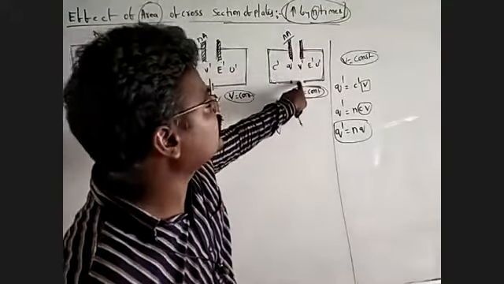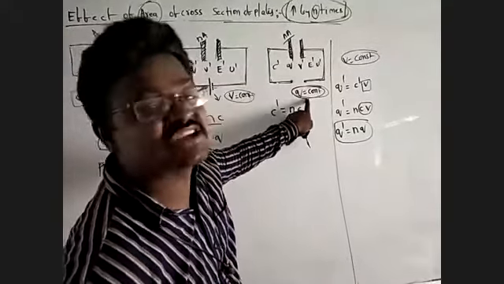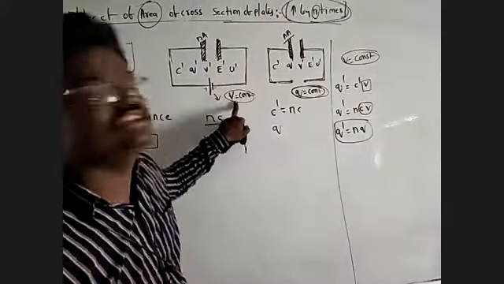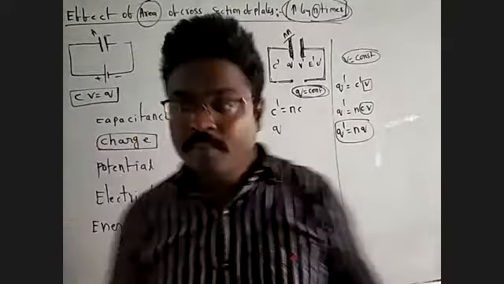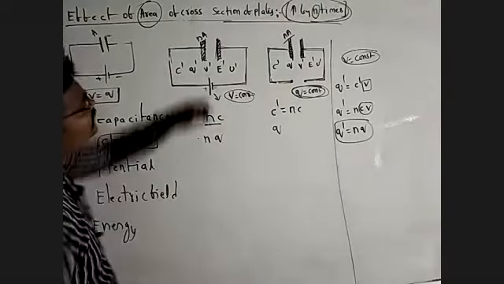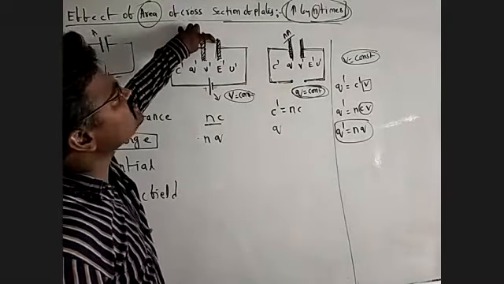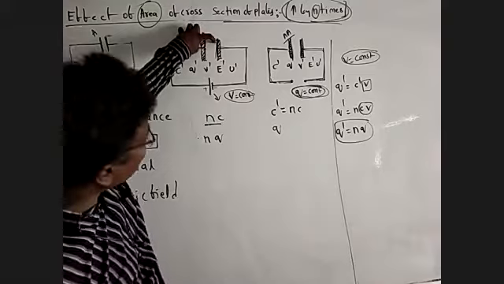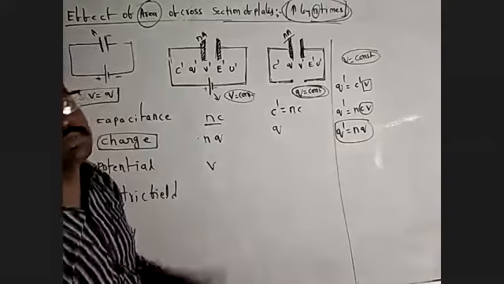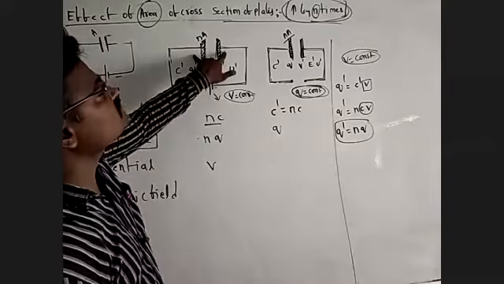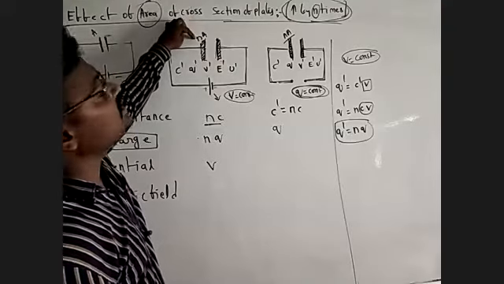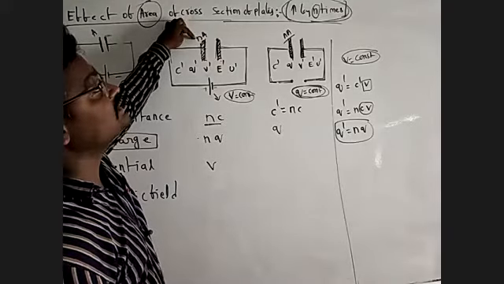Plates not connected to the battery means Q is constant. Plates connected to the cell means potential is constant. Keep in your mind. So the cross-section area of the plate is increased by N times, but the potential is constant. Cross-section area of the plate N into A means the cross-sectional area of the plate is increased by N times.